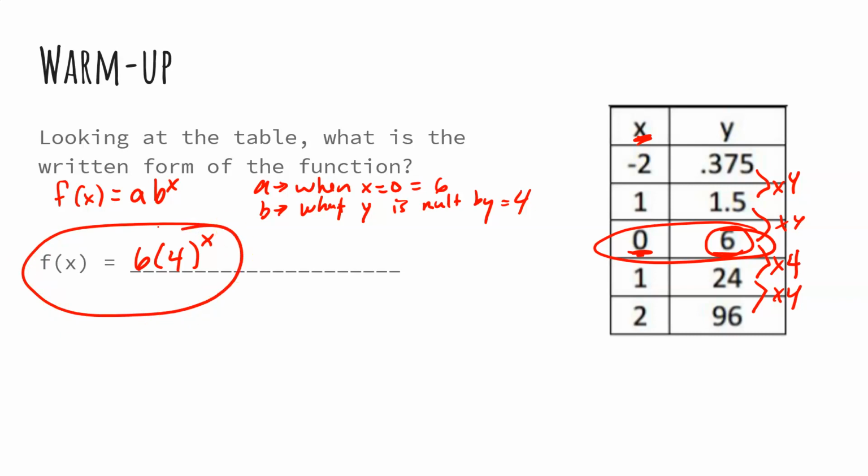Now sometimes that b isn't going to be able to be seen by what am I multiplying by, which means then we'd want to work backwards. So if you can't tell by looking at it what you're multiplying by to get from one to the next, then you're going to work backwards.